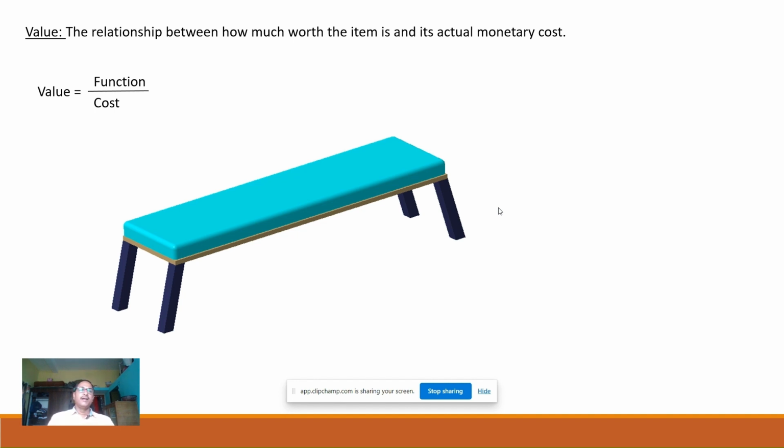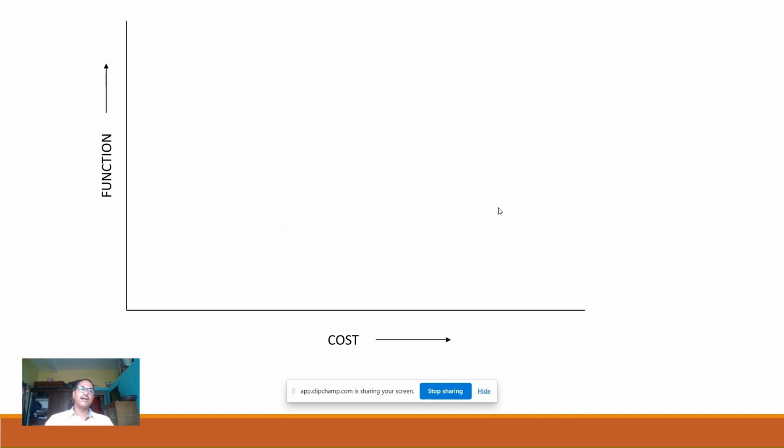Okay, let's try to understand how the value of the products could be increased by drawing a simple graph. So here the graph is of the function and the cost. On the y-axis, we can put the function, where it can increase from 0 to some finite value, and on the x-axis there is the cost which increases from 0 to some finite value. And moving on, let's divide this graph into four quadrants.